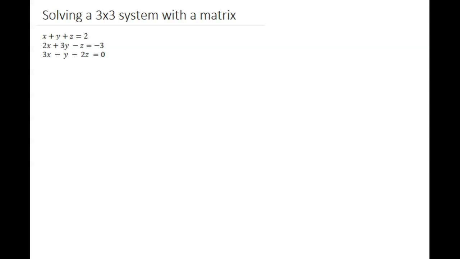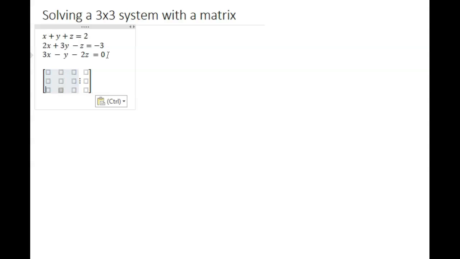We're going to use a matrix to solve this system of three equations with three variables. First thing I'm going to do is put my system of equations into an augmented matrix. This one will have one row for each equation, so 3 rows, and then I'll need 4 columns, one for x, one for y, one for z, and one for the constants.